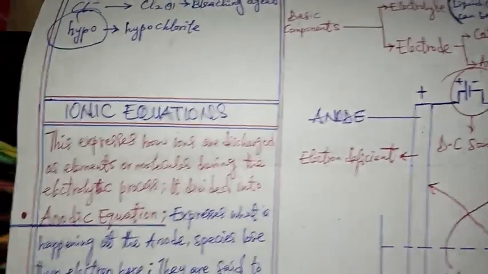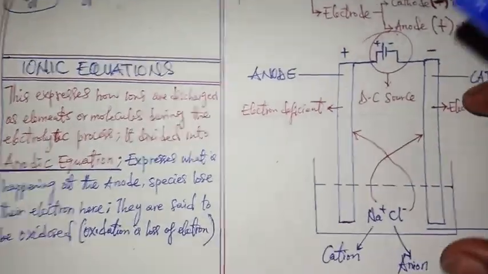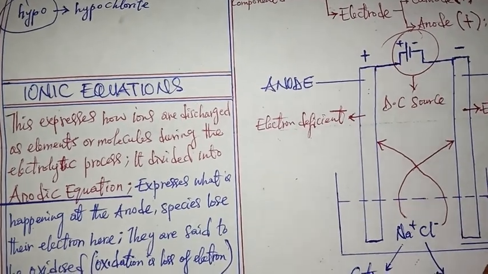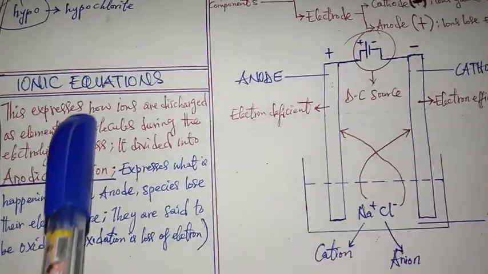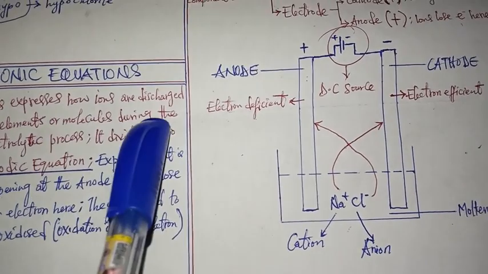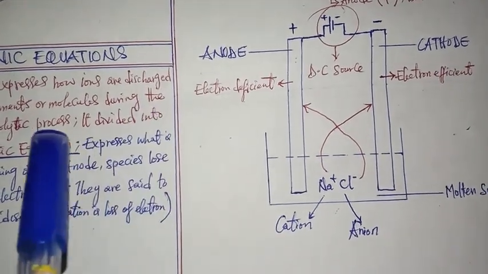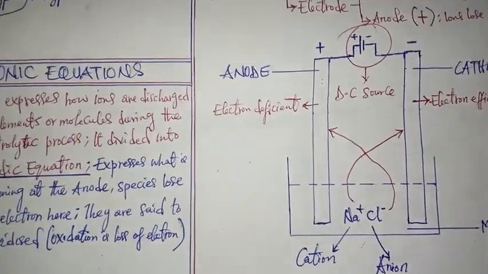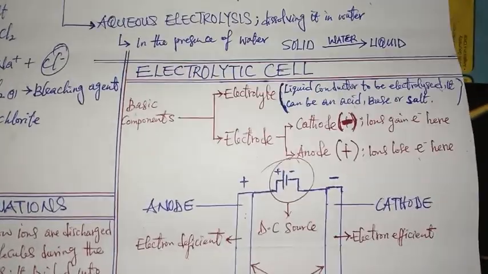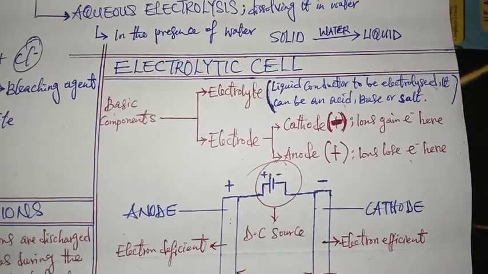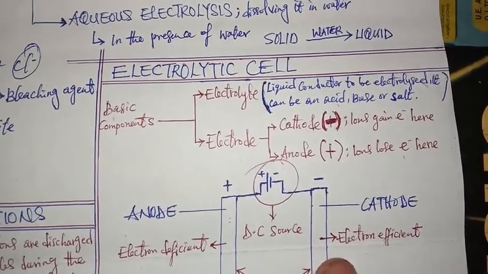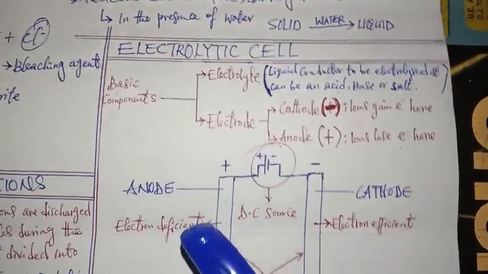That is the next video that I'll be posting, which is going to be on ionic equations. Ionic equations, as you will see, express how ions are discharged as elements or molecules during the electrolytic process. So, for today, you have learned everything you need to know with regard to the electrolytic cell.